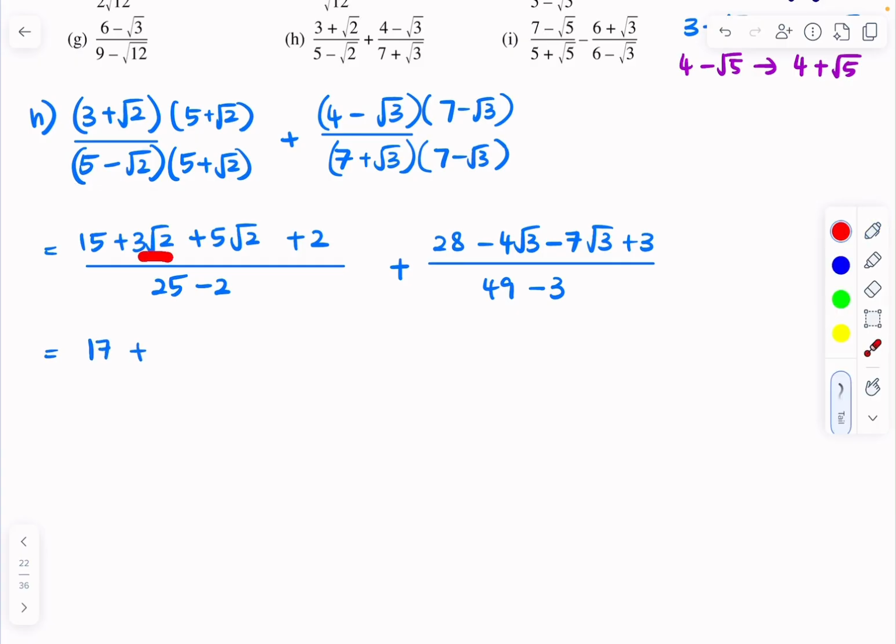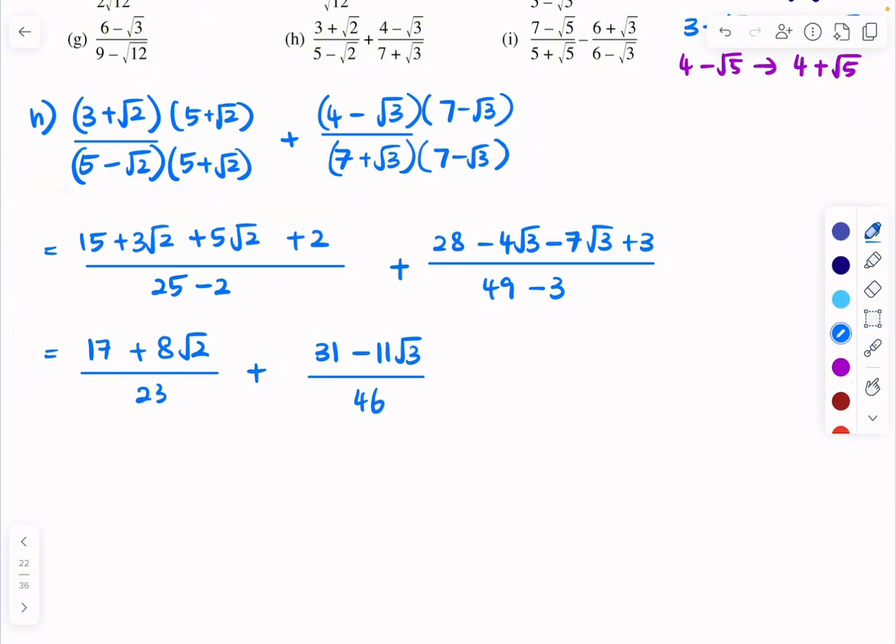3√2 plus 5√2. So 3 oranges plus 5 oranges, 8 oranges over 23. Plus 28 plus 3 is 31. Negative 4 oranges minus 7 oranges is negative 11 oranges over 46. So now if you want to add these fractions, you need to make the denominator the same.